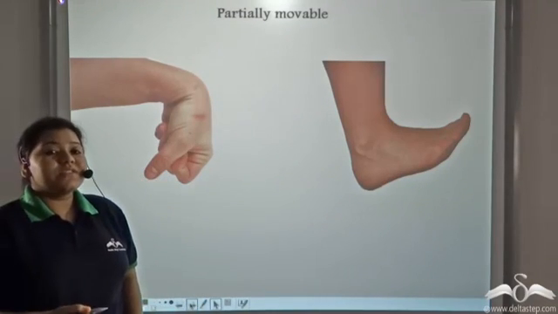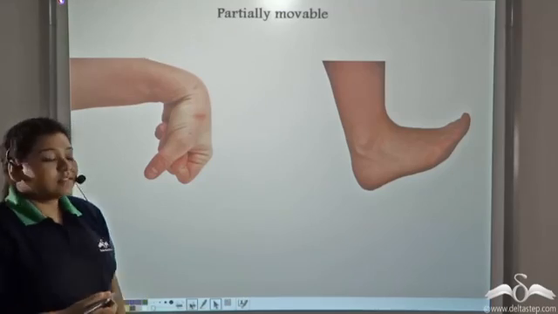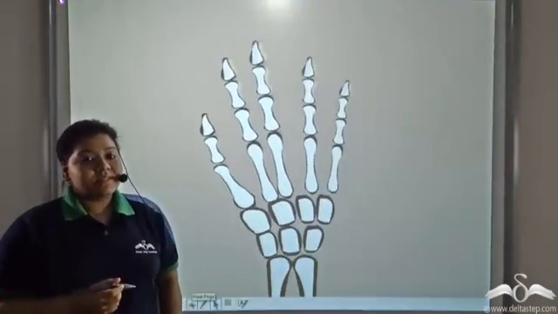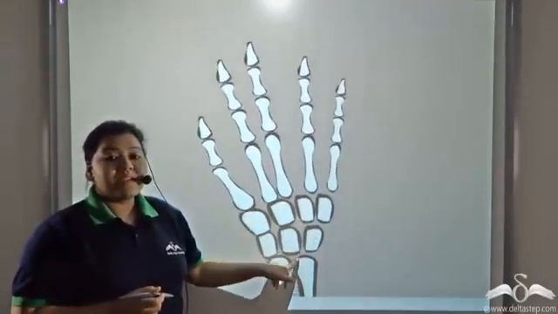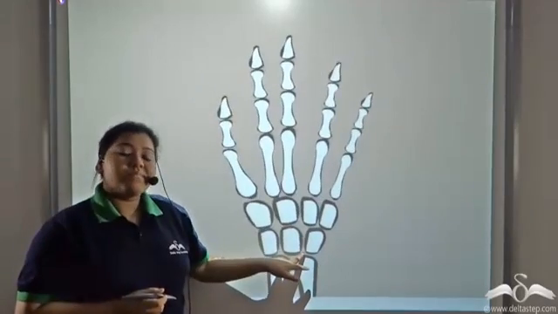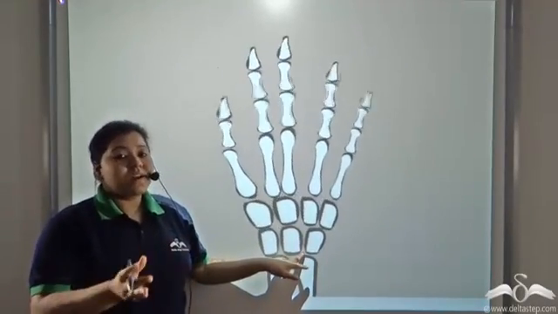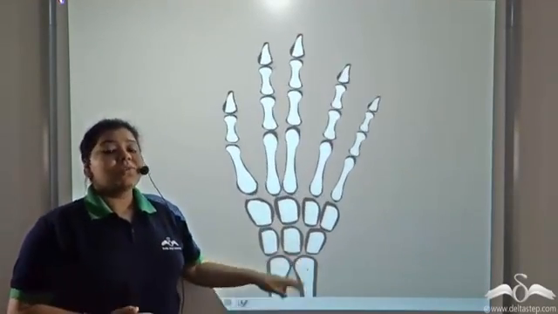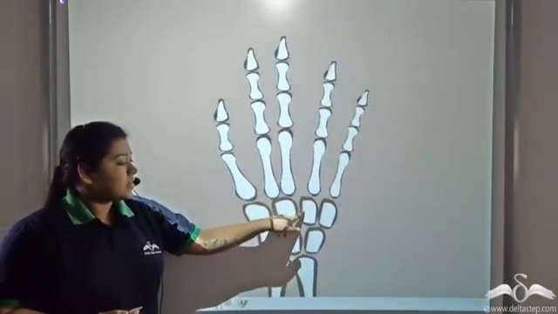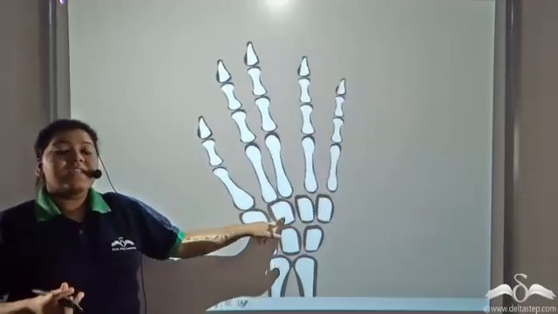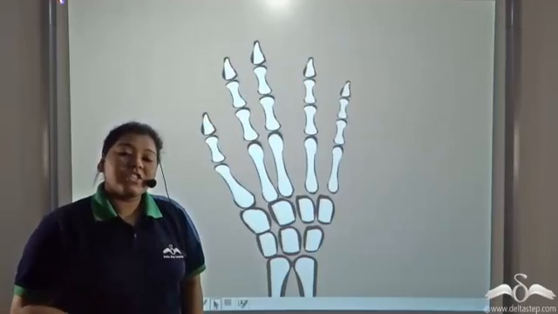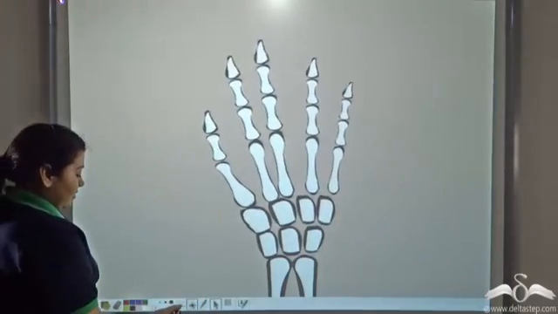Now, what is the reason for this partial movement? Well, let us see. See, our wrist is made up of multiple small bones. These small bones glide over one another, and it also restricts the movement of one another. See? And that is why it cannot completely move, but it causes partial movement.